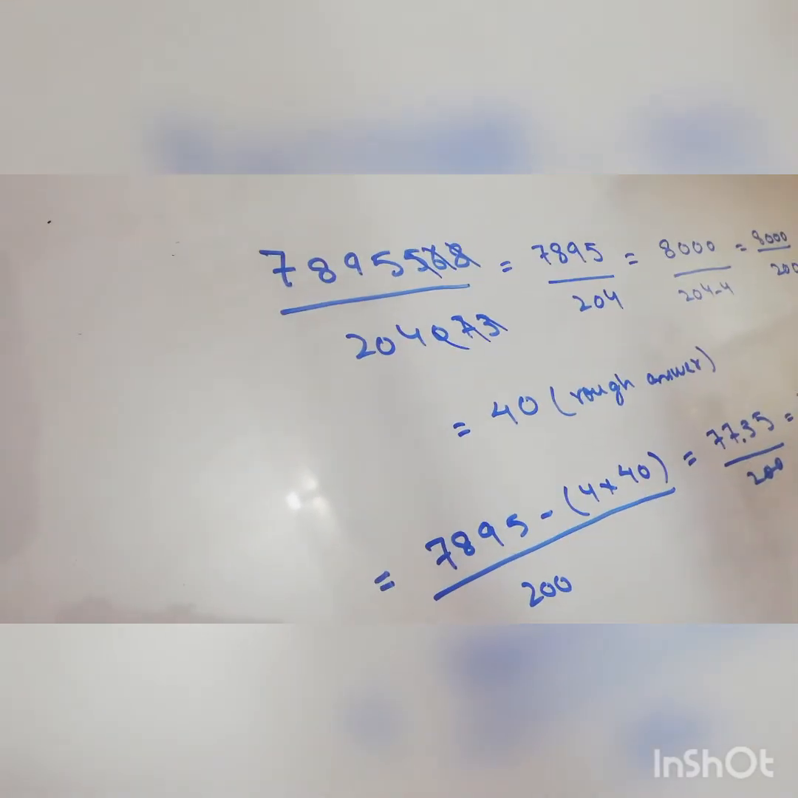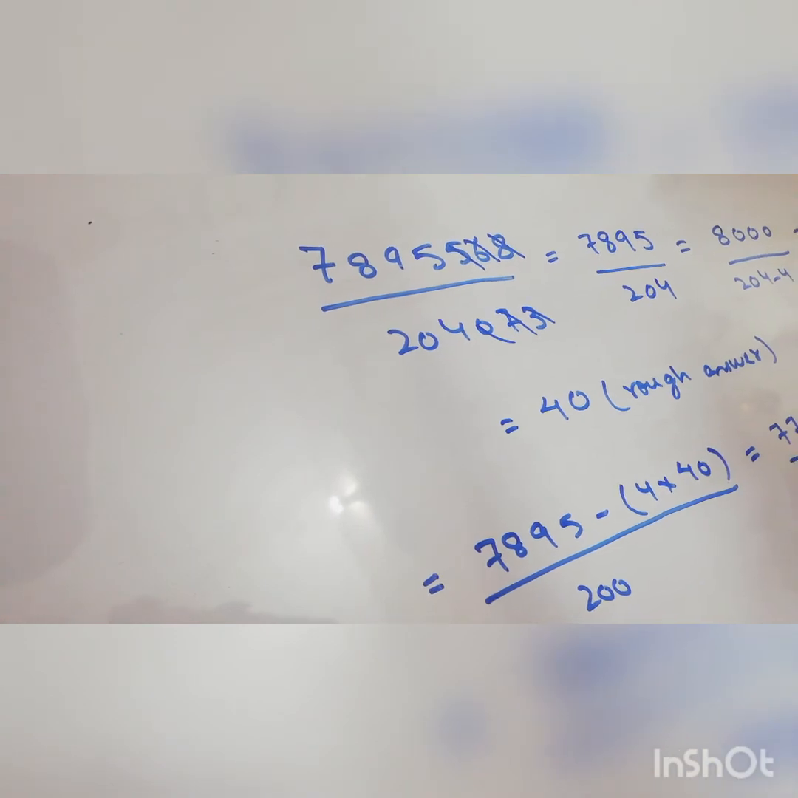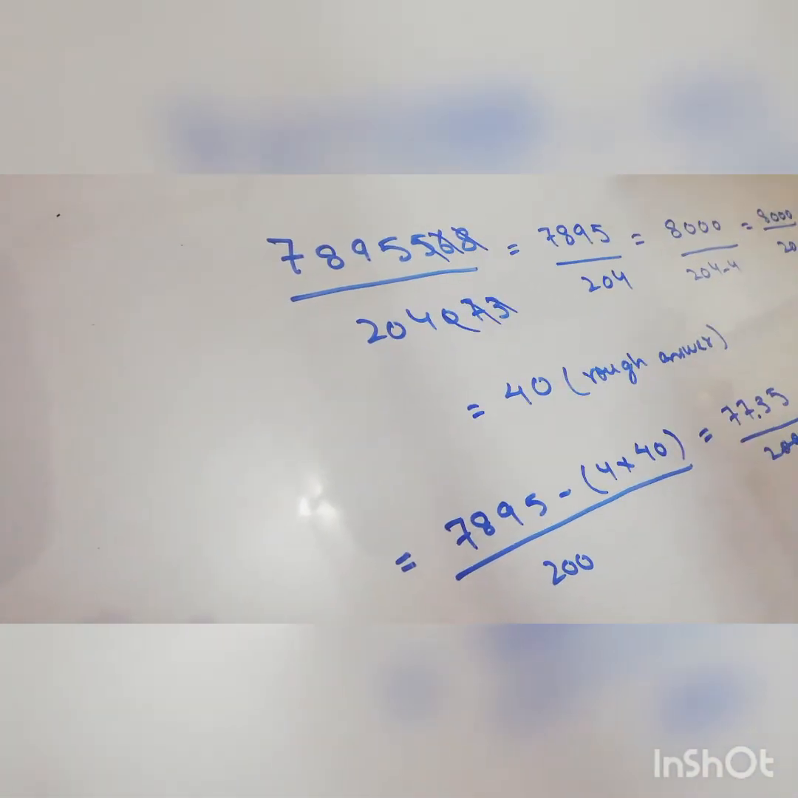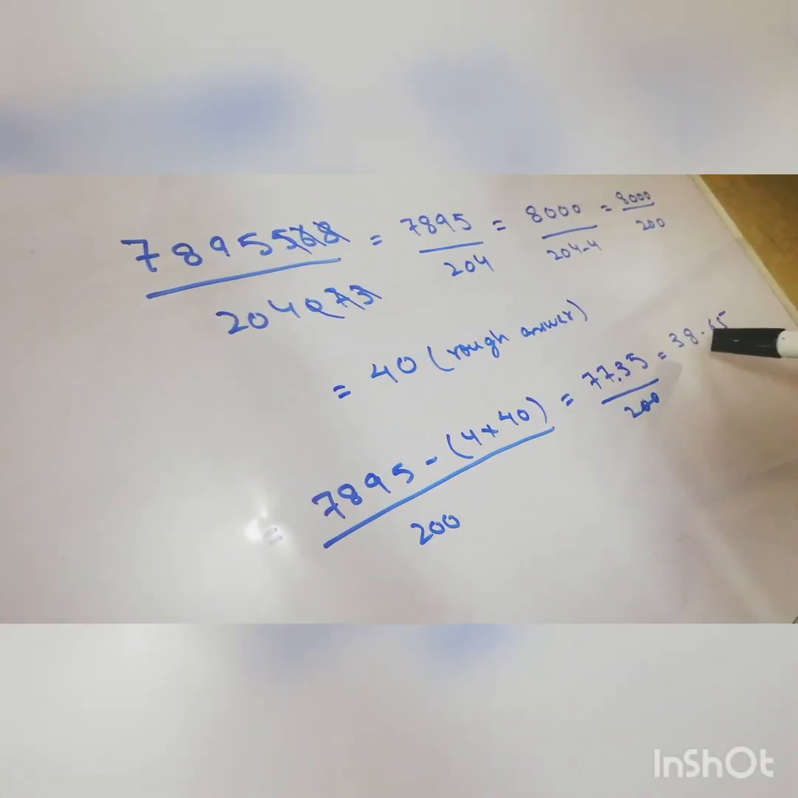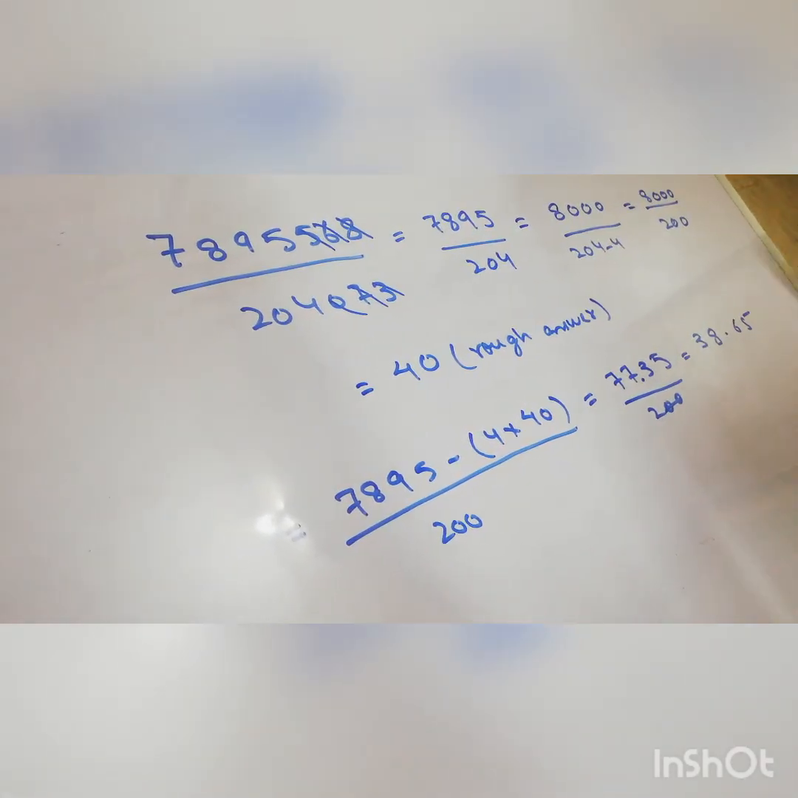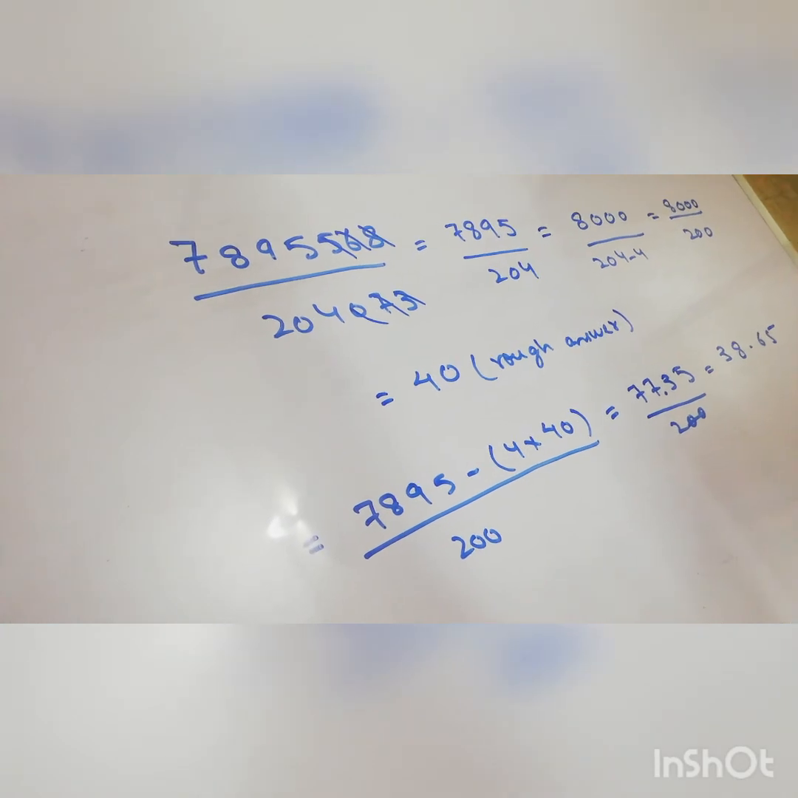So friends, I hope you like my today's trick. After applying this trick, you will be able to solve 4 or 5 digit or 6 digit number division in just 4 or 5 seconds only. I hope you like my trick today.